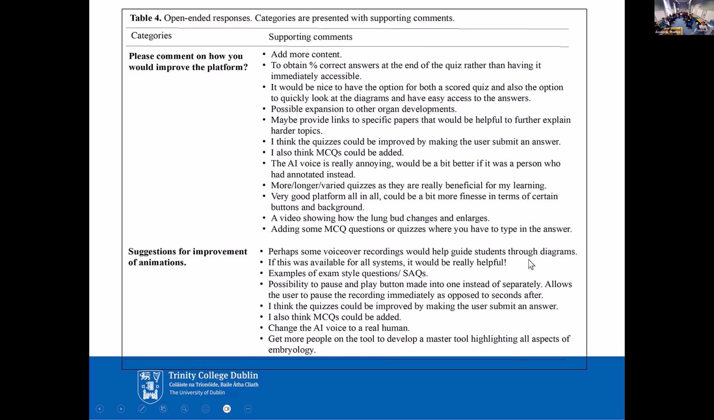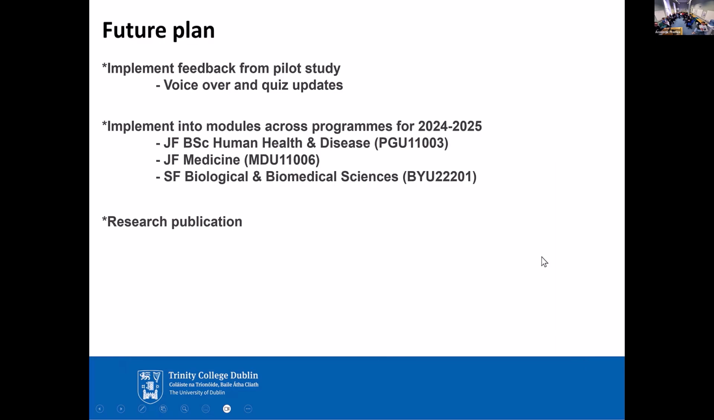William's coming back to work in the summer on this to take the student feedback into account. What we're going to do is add an original voiceover, hopefully not me again, and add some interactive quizzes and scoring on embryological knowledge. Then for the 24-25 academic year, we're going to roll it out across different degree programs, from Human Health and Disease into Junior Fresh Medicine, and hopefully into the Biological and Biomedical Sciences program in Trinity as well.